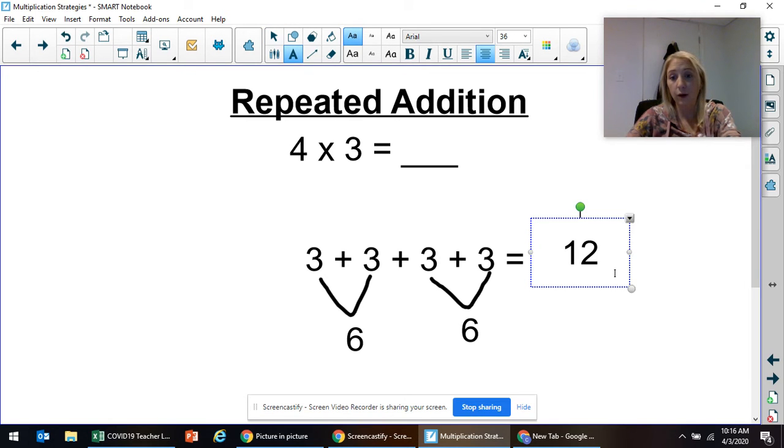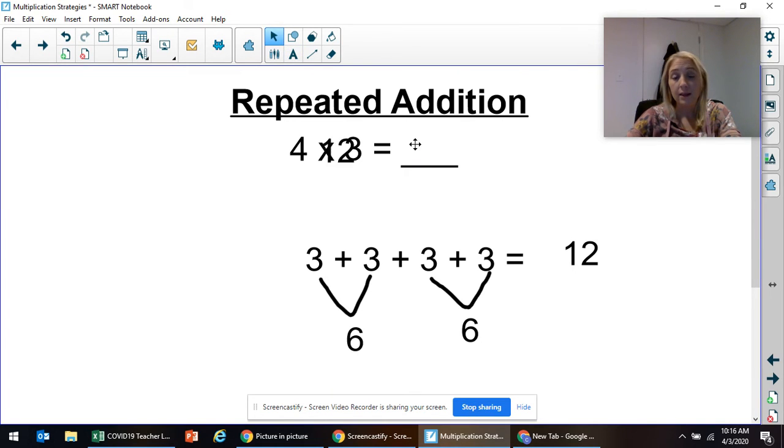Still the same thing, 12. So you get 12 for each one. You're just adding it however many times there are groups. So whatever that second number is, that is what you're adding. So 3 plus 3 plus 3 plus 3, you add 3 four times, okay? Because it's 4 groups. Think of it, 4 groups of 3. So you add 3 four times.